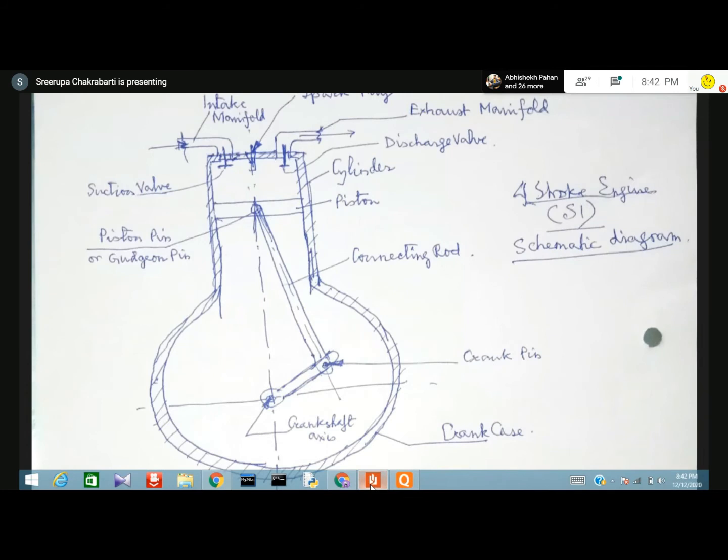Fatigue is a phenomenon which is developed in all kinds of components having a varying stress. Once fatigue creeps in, the component fails due to fracture or rupture. And because of this fracture, if there is a failure in the component, then the engine will break.